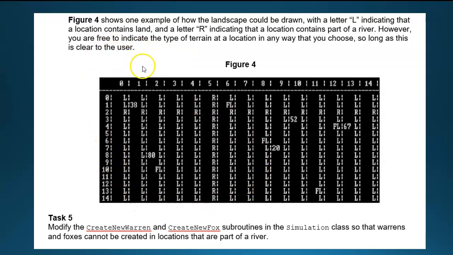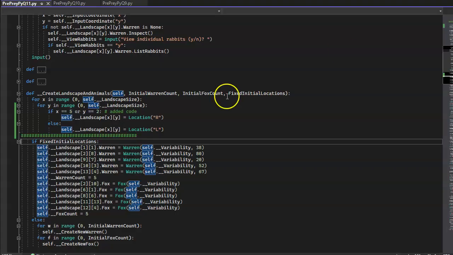So it does say that it's got to look like this. So we can see here I've got a fox, I've got the landscape, and I've got a warren. It says you can do this however you want, but just stick to this. The problem is that we've now added an extra width to the simulation. If I run the simulation normally, I'll just very quickly do that.